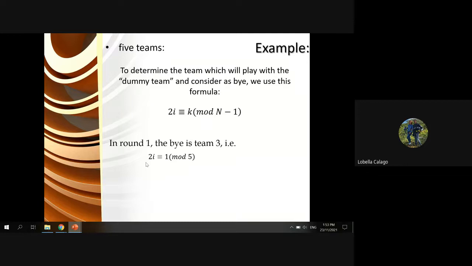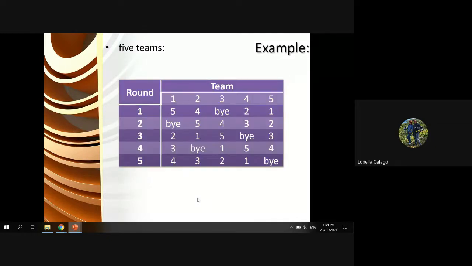So, in round 1, sino yung magiging bye? So, ang 1 mod 5, i-add natin yung 5 plus the 1, it gives us 6. So, ano i-multiply natin kay 2 para magiging 6? So, kailangan natin si 3. That is, 6 is congruent to 1 mod 5. Therefore, in round 1, the bye is team 3.